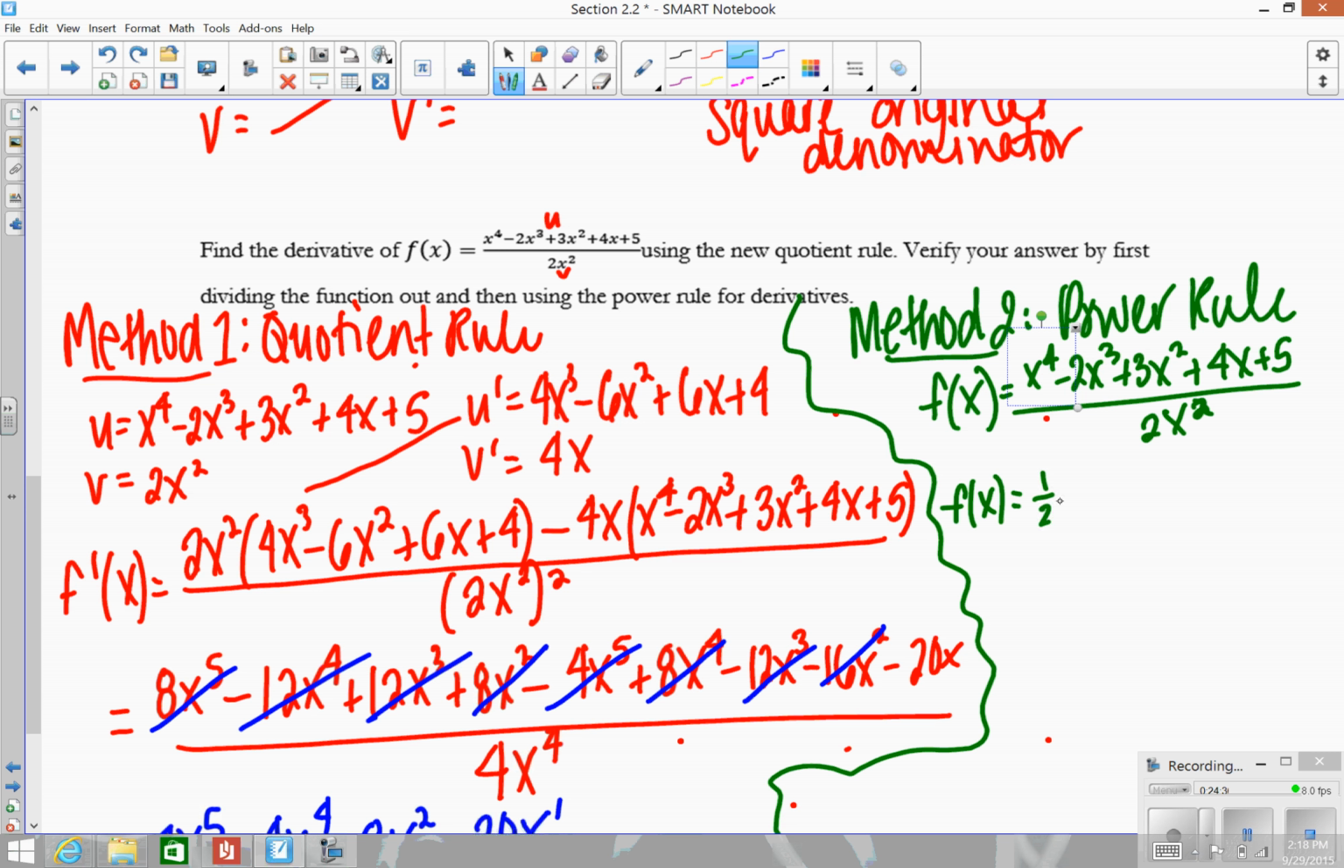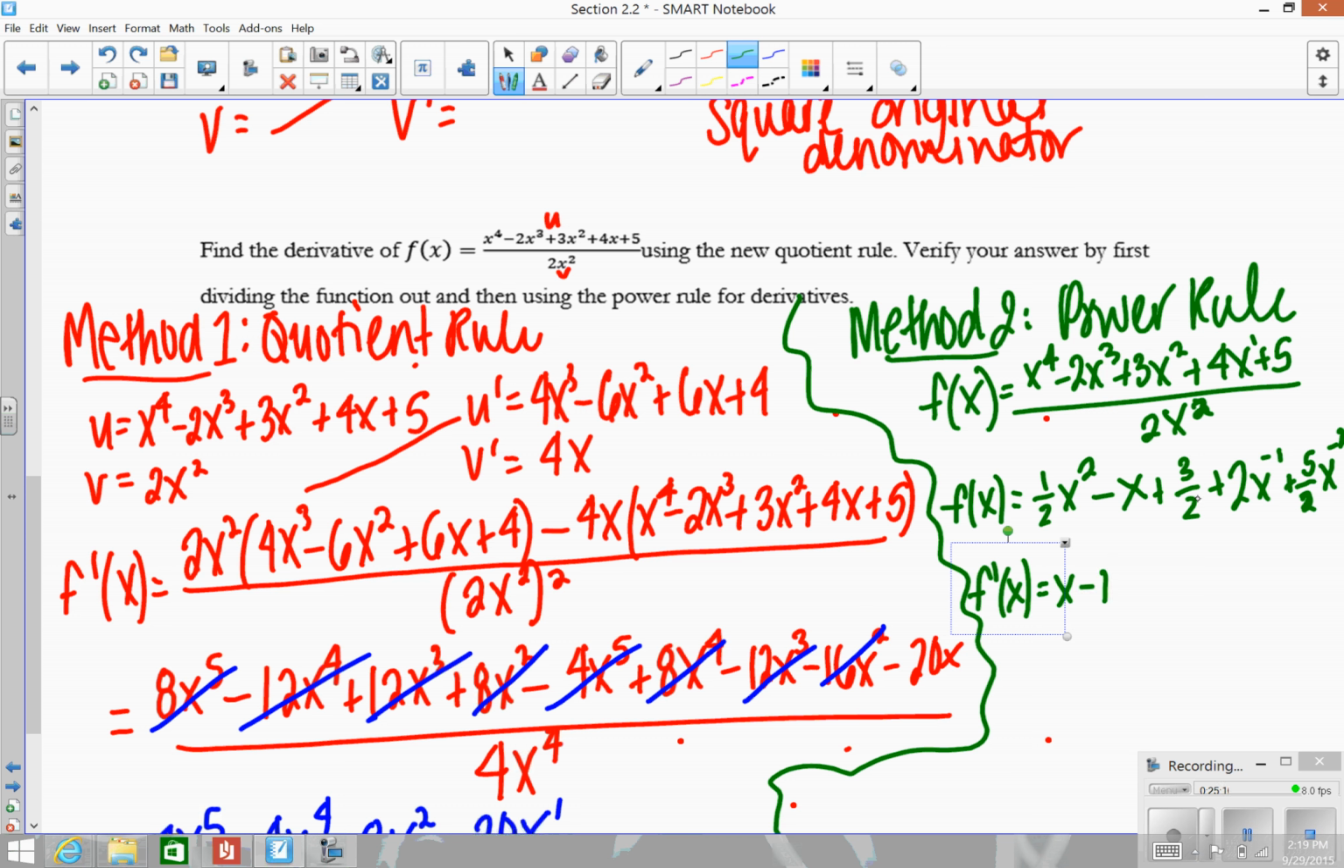So it's 1/2 x, subtract the exponents, 2. Divide these is going to be negative 1x plus 3/2. The x's are gone. Plus 2. Subtract these, 1 minus 2, negative 1. Plus 5 over 2, x to the negative 2. And now I can apply the power rule. So multiply, you get 1, x, subtract, we just get x to the first. This is just going to become negative 1.